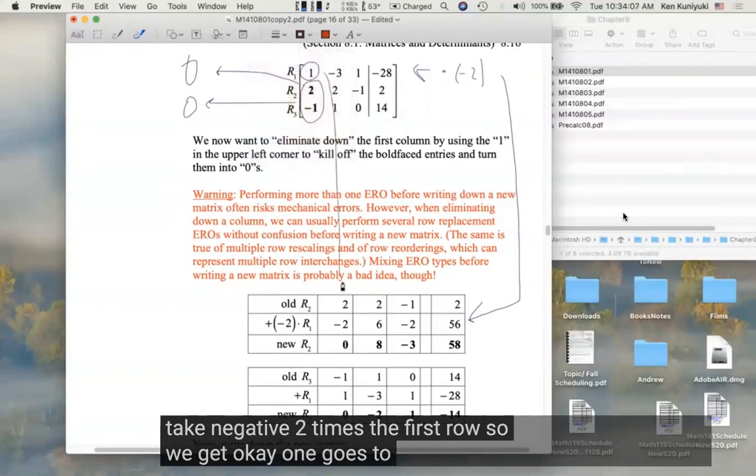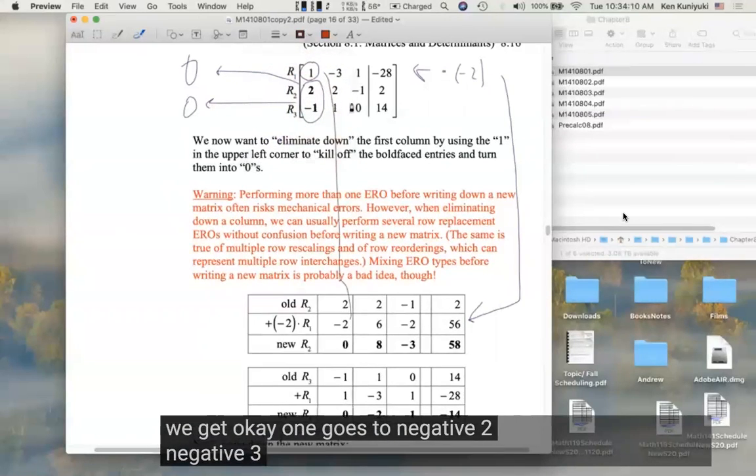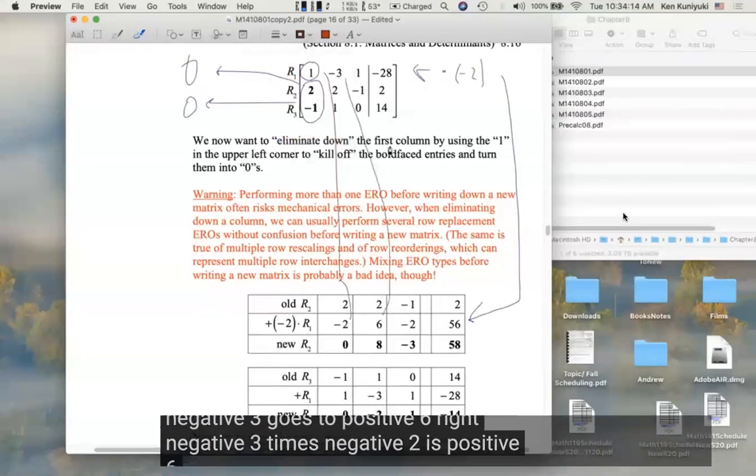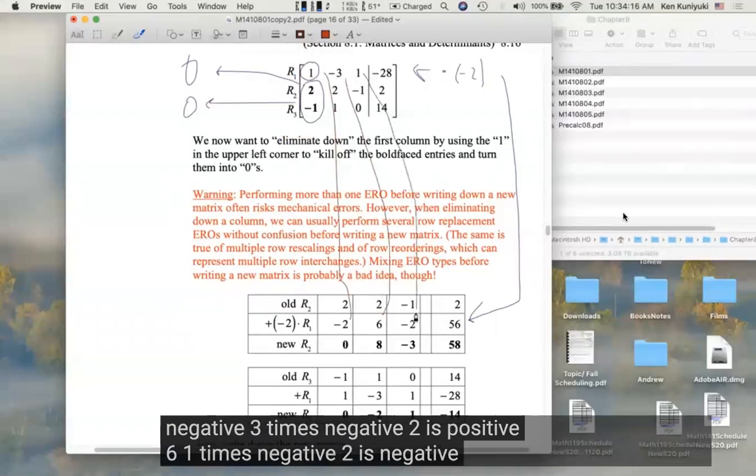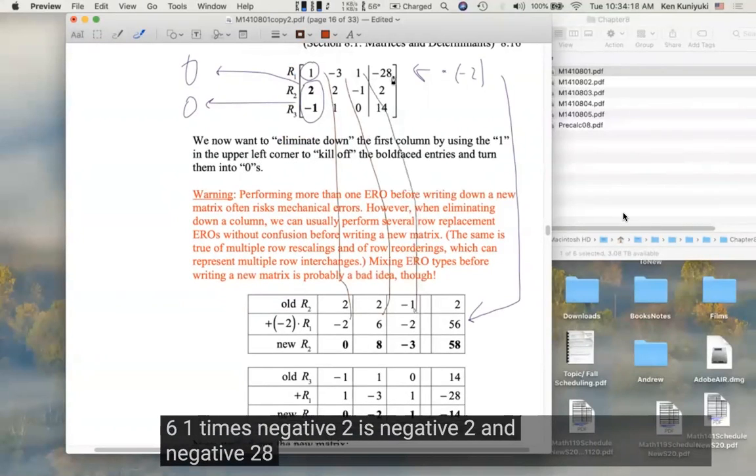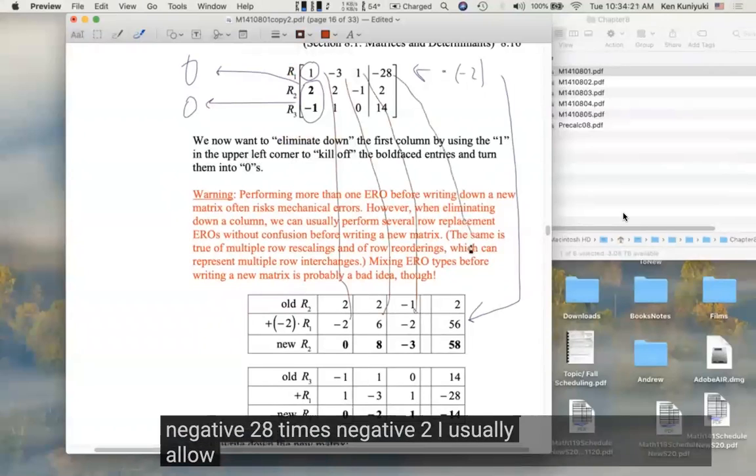okay, 1 goes to -2, -3 goes to +6, right? -3 times -2 is +6. 1 times -2 is -2. And -28 times -2, I usually allow a scientific calculator on exams. That's 56.